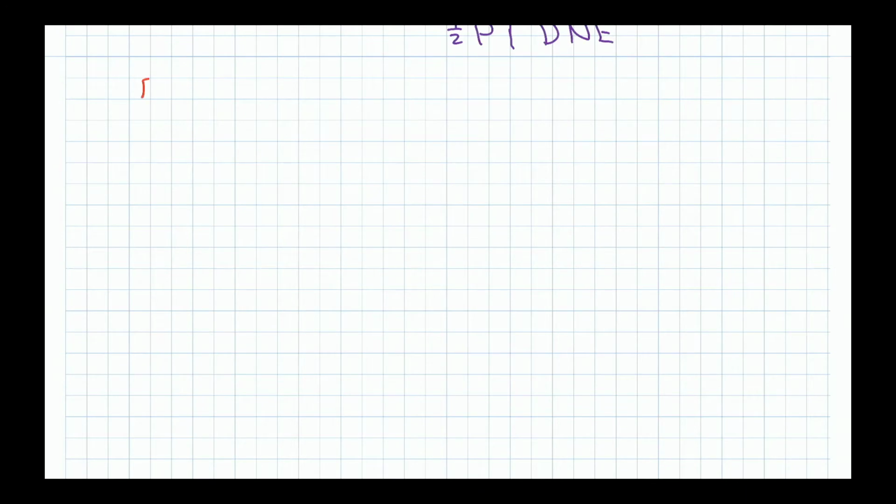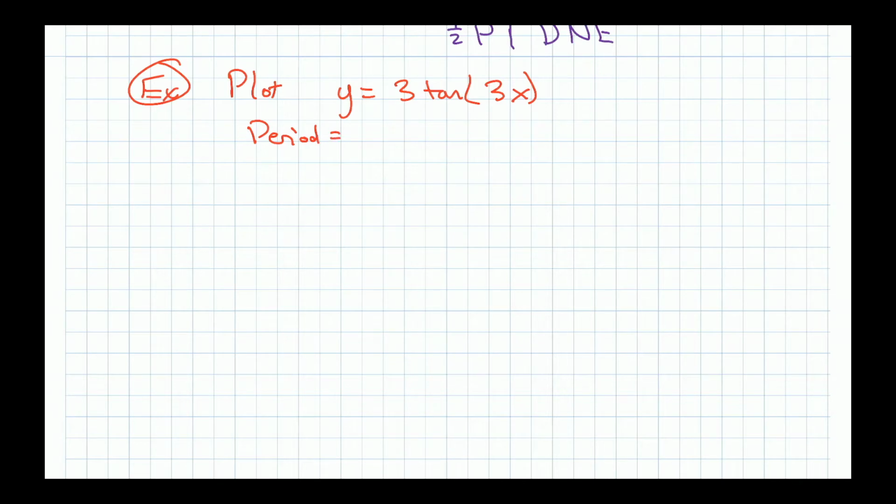Like if I say example, plot, and I want to plot y equals, let's say 3 tangent 3x. Why not? 3 tangent 3x, right? All you need to do is you should just calculate the period. It's going to be pi over b, not 2 pi over b. So what's the b? 3, right? There you go. That's your period.